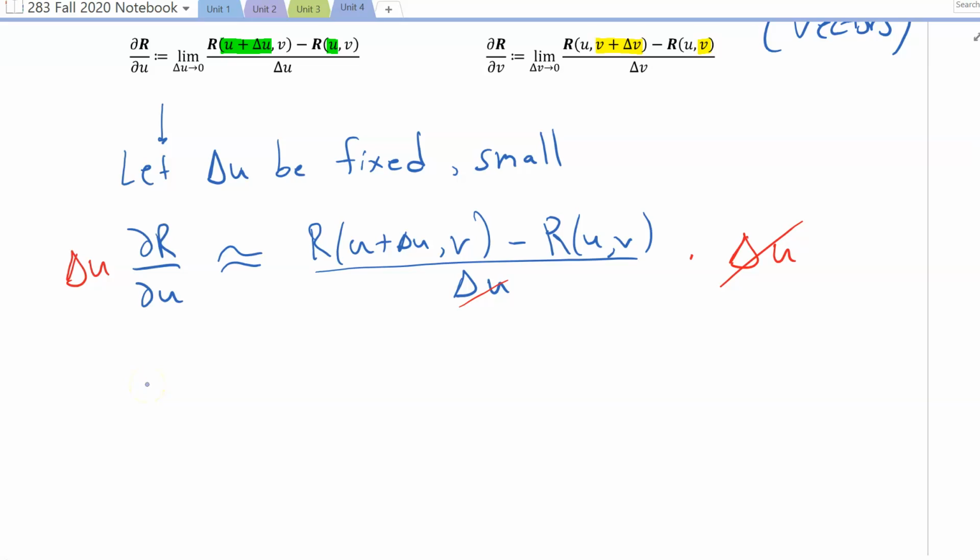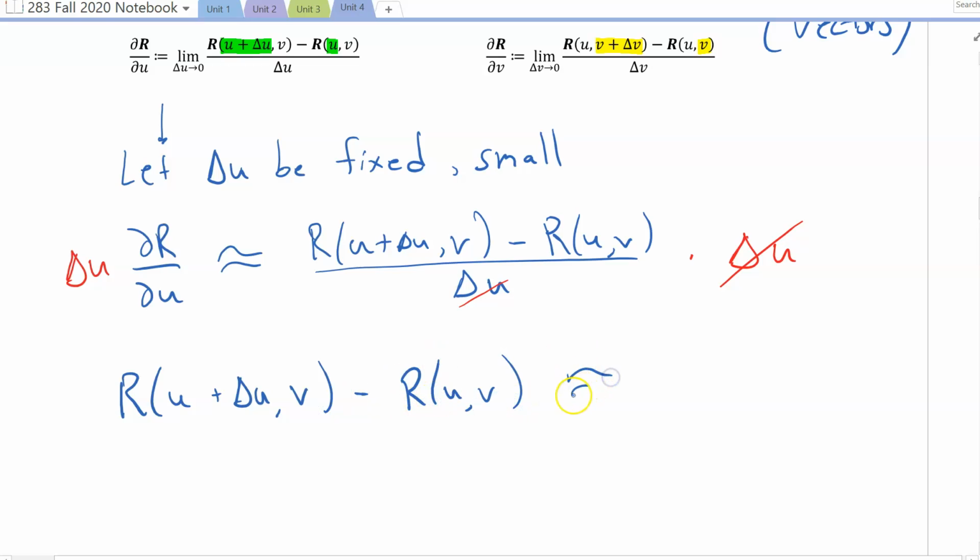I'm going to rewrite this by flip-flopping the sides, putting the right side on the left. So we have the difference r of u plus delta u comma v minus r of u v will be approximately equal to the partial derivative vector times delta u. So as long as delta u is reasonably small, we can replace that difference of those two vectors by the partial derivative vector times delta u.